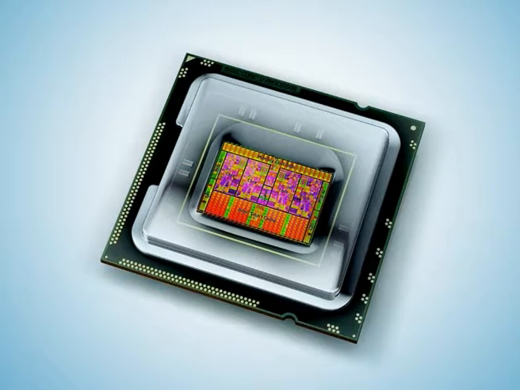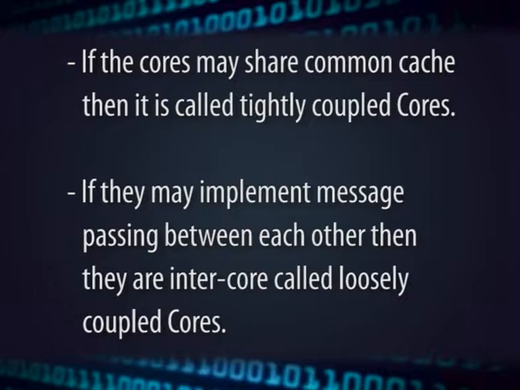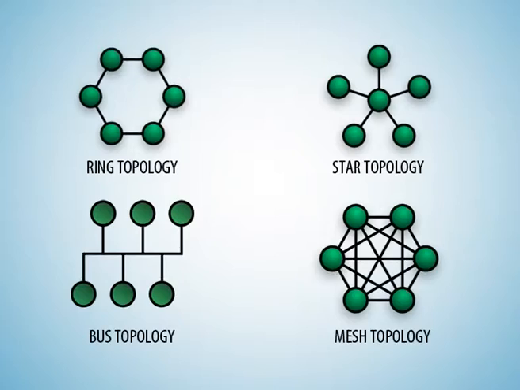The designers may couple cores in a multi-core device either in a tightly coupled fashion or a loosely coupled fashion. For example, if the cores share a common cache, then it is called tightly coupled, or if the cores implement message passing for communication between each other, then they are called loosely coupled cores. That means loosely coupled or tightly coupled depends upon the inter-core communication methods. The common network topologies to interconnect cores include bus, ring, two-dimensional mesh and crossbar.